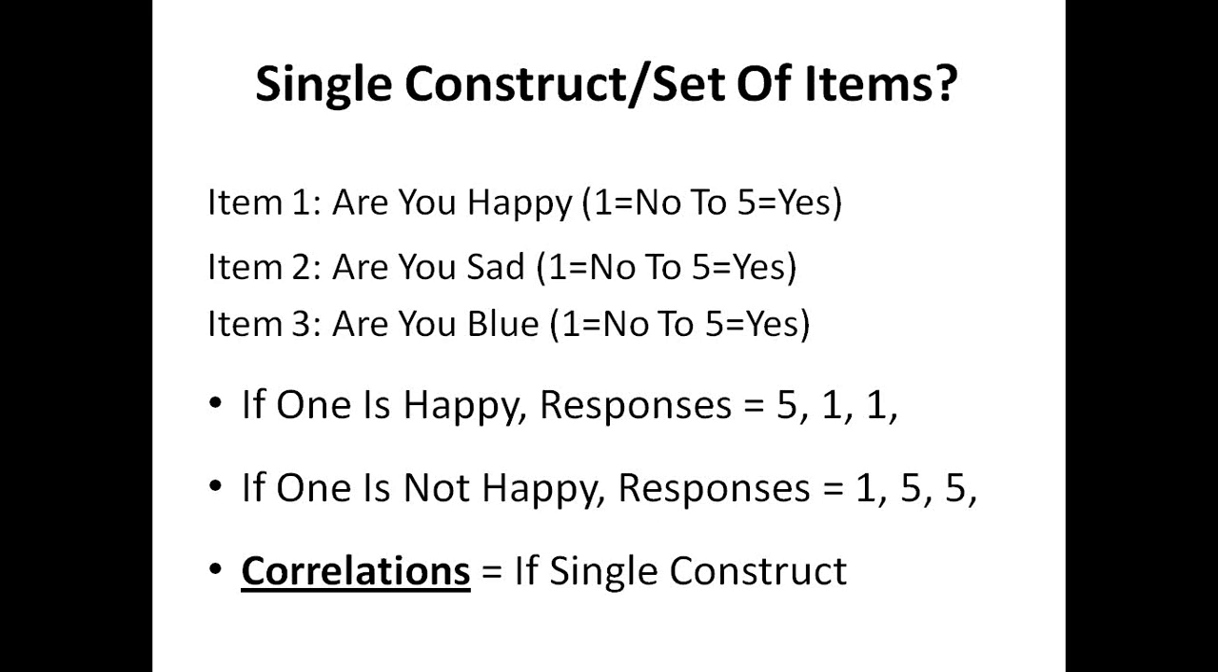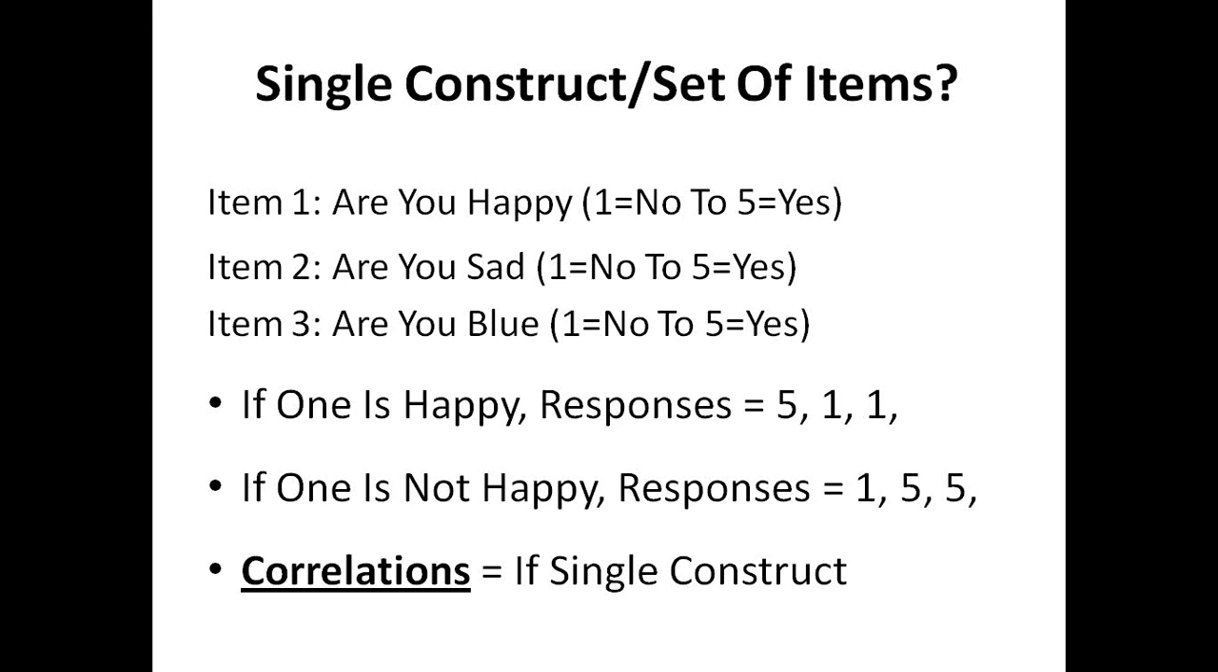So, we can see right here in the first bullet, if one is happy, the responses might be correlated as 5, 1, 1. Right? So if one person is answering this scale, and they say, are you happy? And they answer 5, yes, very happy. The next item, when it says, are you sad, should be what? It should probably be around 1, right? Because if the person is at the height of happiness, they should probably not be very sad.